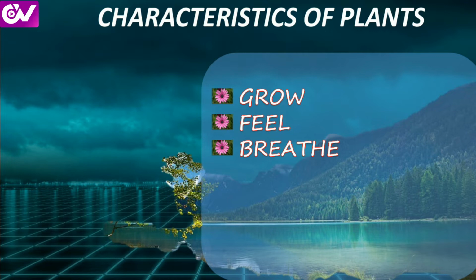Next, breathe. Breathing is a very important and essential characteristic for every living organism, though it differs by organism. Plants breathe through the stomata present in the leaf, which inhale and exhale air throughout the parts of the plant. While inhaling, plants take in carbon dioxide and exhale oxygen outside.